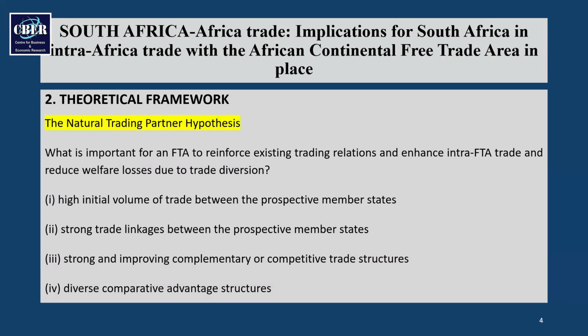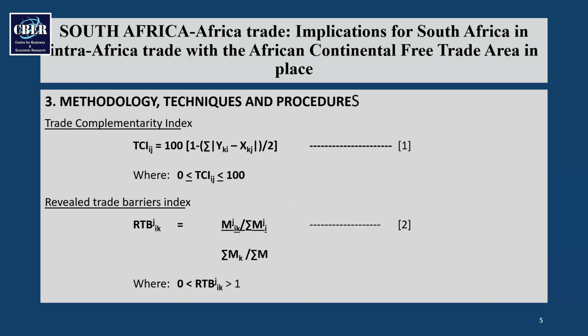The theoretical framework which I used is the National Trading Partner Hypothesis, which says that for a free trade area to reinforce existing trade relations, 4 things have to be in place. That is, 1, there has to be an initial high volume of trade between prospective members. Secondly, there have to be strong trade linkages between prospective member states. And thirdly, there has to be strong and improving complementary or competitive trade structures, and the prospective members have to have diverse comparative advantages.